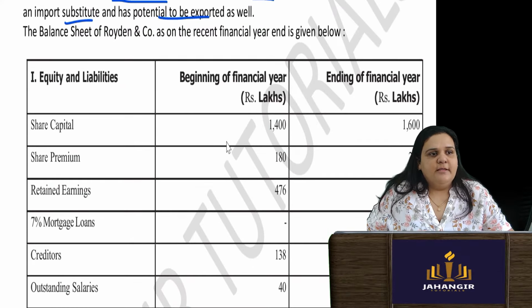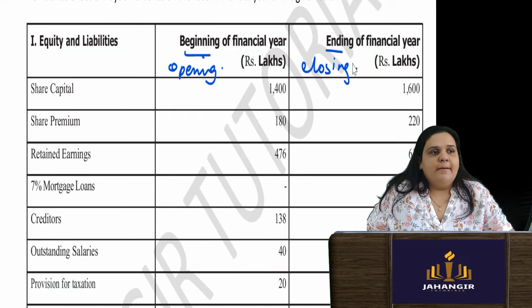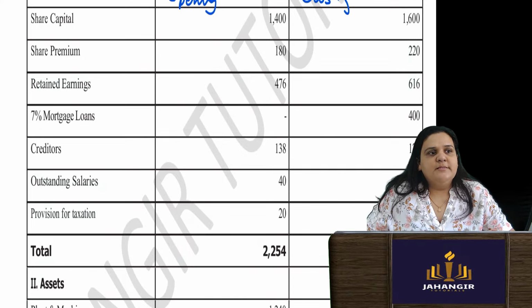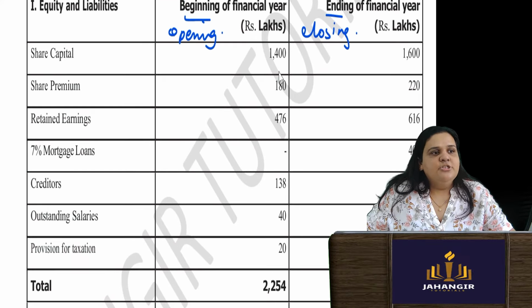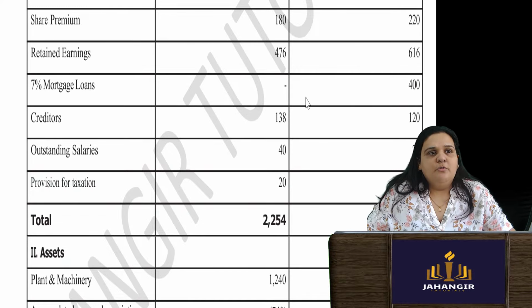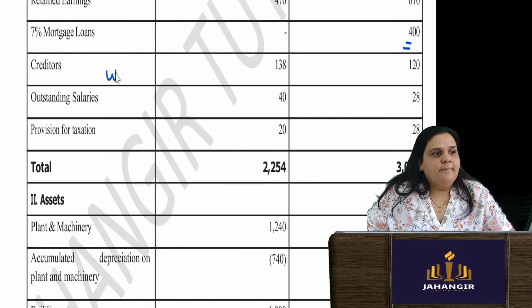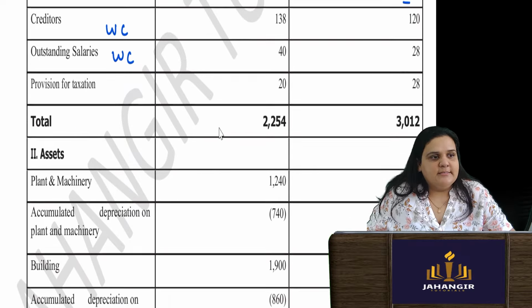Balance sheet of Royden they have given me. Balance sheet in the financial year, rupees in lakhs, ending and beginning. Okay, opening and closing. Share capital 1400 to 1600 rupees in lakhs. Share premium 180 to 220. Retained earnings have gone from 476 to 60. Loan was not there, now it is there, 400. Creditors 138, working capital. Outstanding salaries, working capital, and provision for taxes.